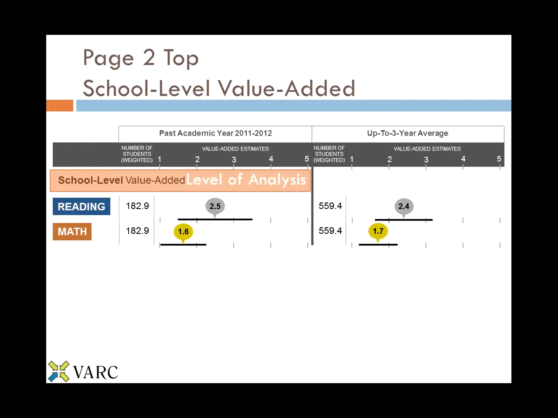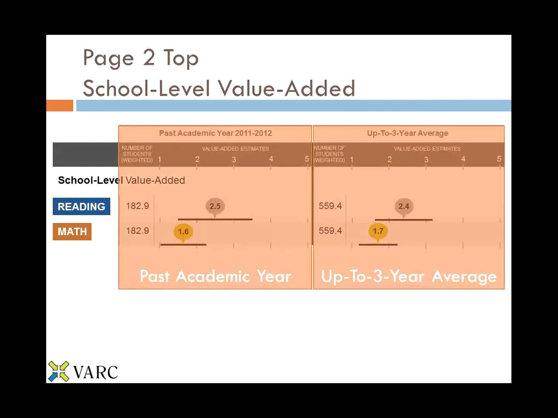We have the level of analysis. School level value added means that we're looking at all the grade levels combined at your school and finding out overall how your school did at these different subjects for growing your kids. We have the past academic year, that's the 2011-2012 school year, and then we have an up to 3-year average. If we have data for your school going back 3 academic years, we have that included in the report for you. This is a way to see overall, across different cohorts of kids going through my school, what is my effect on average with those multiple groups of kids.